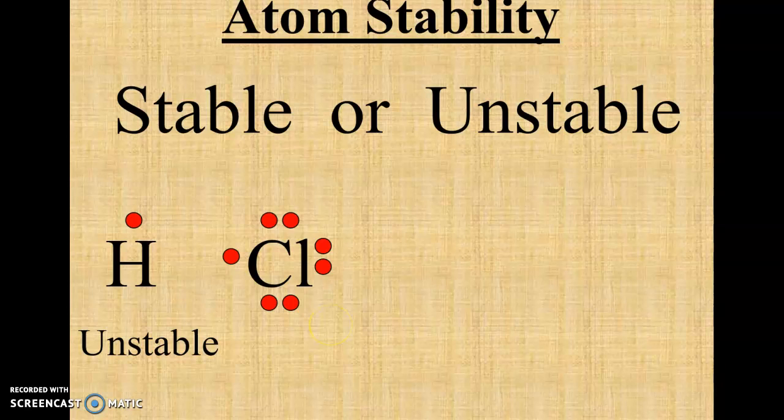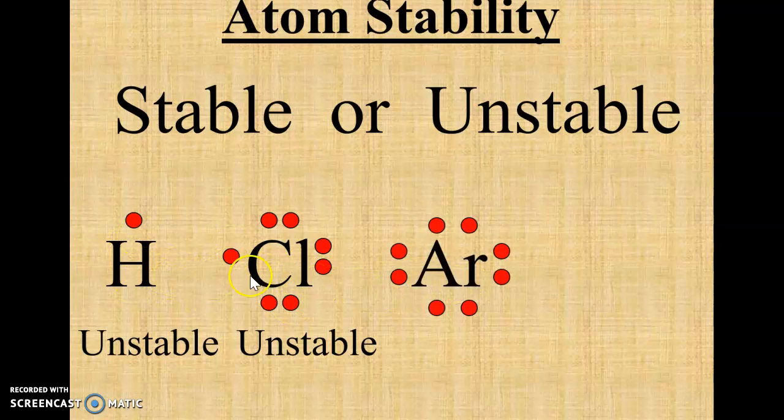Remember how we said fluorine was the most reactive nonmetal? Chlorine is right below it, another very reactive nonmetal. So if you have hydrogen who has 1 electron, chlorine has 7. These are both unstable unless they bond together. And so we'll talk about that here in a little bit.